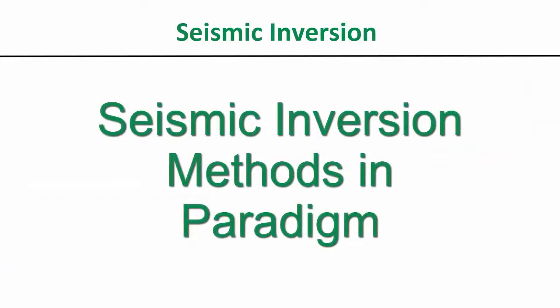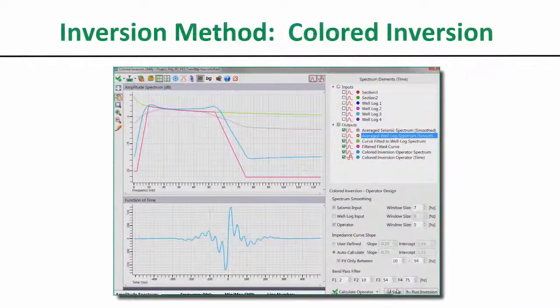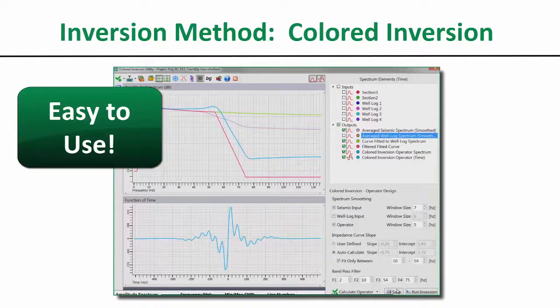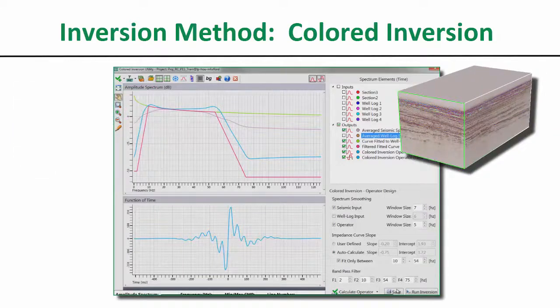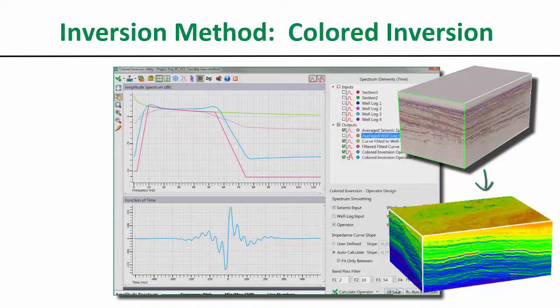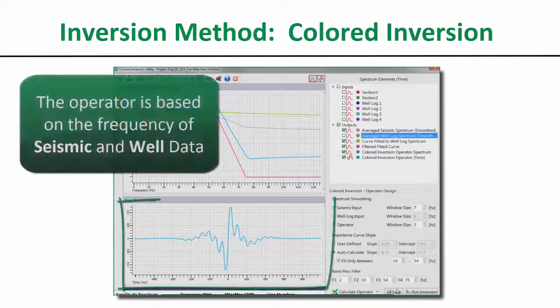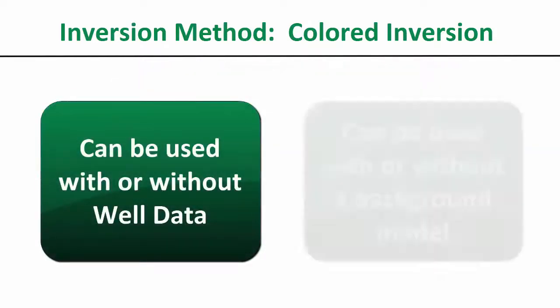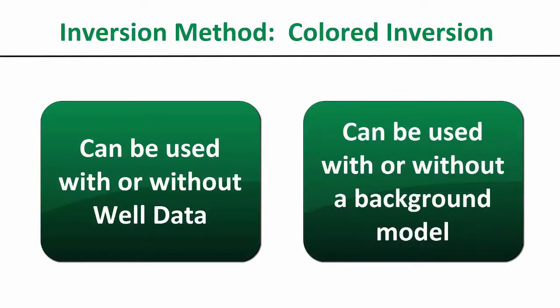The simplest inversion method offered by Paradigm is colored inversion. This method is very easy to use, making it accessible to the general interpreter as well as the QSI expert. It uses a single post-stack volume and creates a single impedance volume. Instead of a wavelet, colored inversion calculates its own inversion operator based on the frequency of the seismic and the well data. Colored inversion can also be used when no wells are available, and it can work with or without a background model to guide the impedance values.